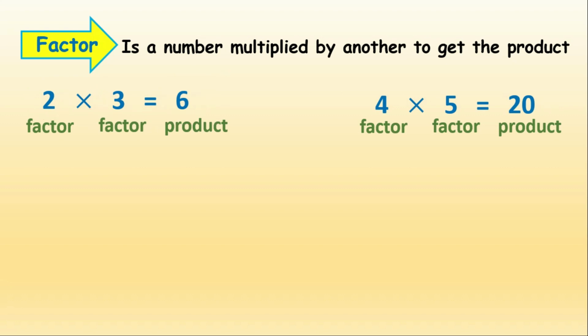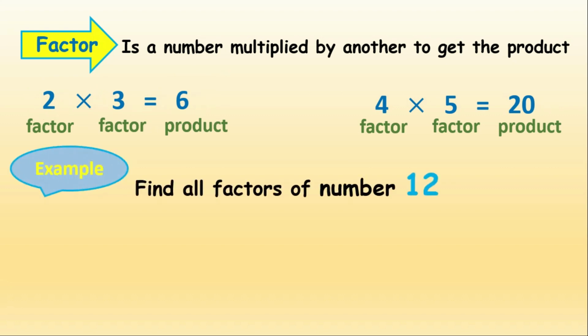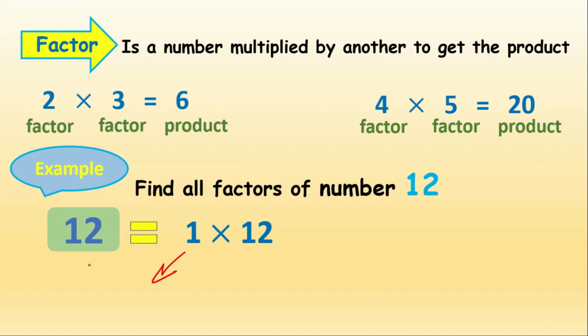So let's solve an example. Find all factors of number 12. That means find numbers that, multiplied by each other, get 12. 12 equals what? 12 equals 1 times 12. So 1 is a factor of 12, and 12 is a factor of 12. Is that all? No.